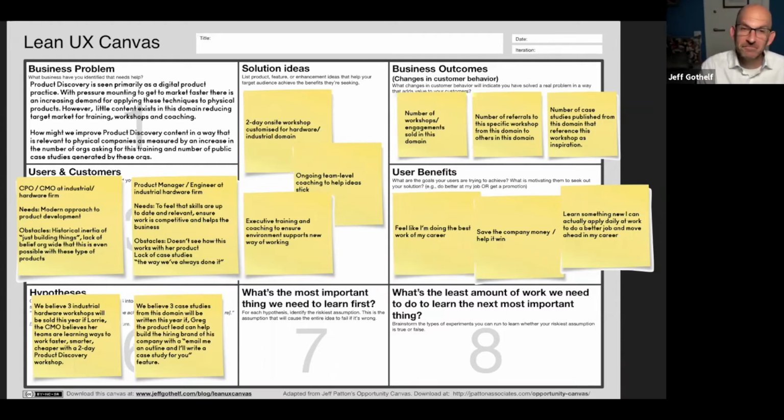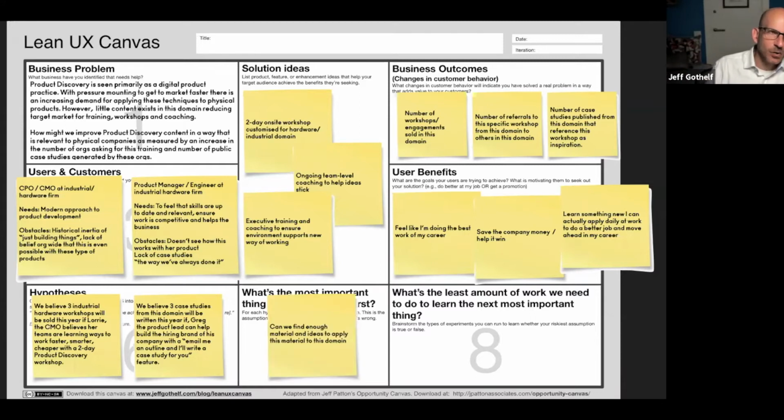Is that a good idea? Is that a bad idea? I don't know, but we have to test it, right? And so in box number 7 in the canvas, we start to talk about the risks to our hypotheses. What are the biggest risks? What are the most important things we need to learn right now about our hypotheses? For example, one of the biggest risks that we come across in this particular case is, can we find enough material and ideas to apply Lean UX to industrial manufacturing? Right? That's a risk. I don't know if it exists.